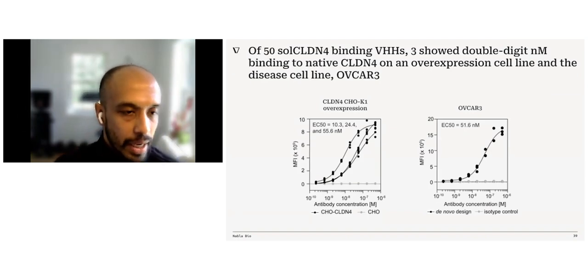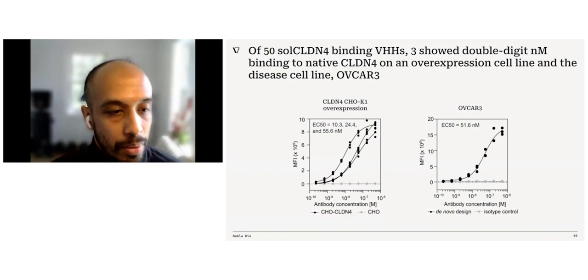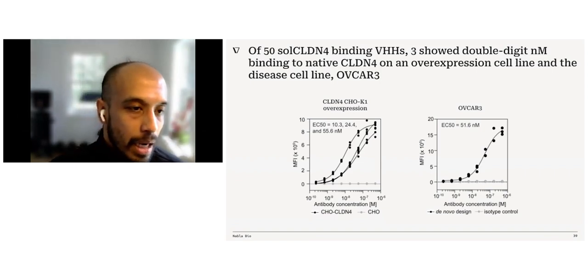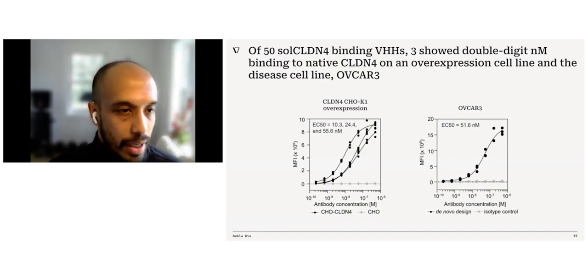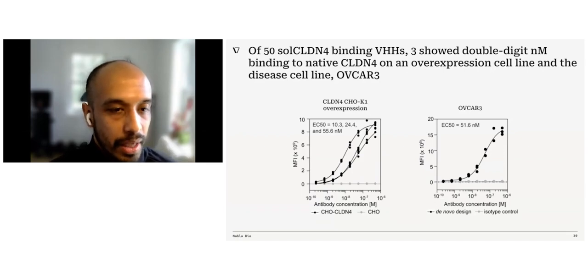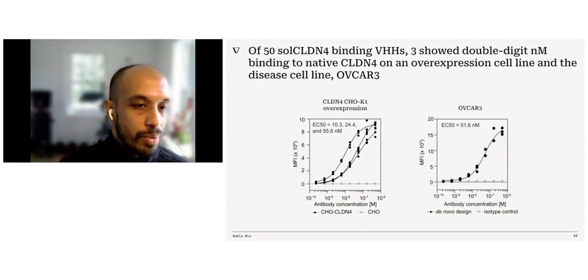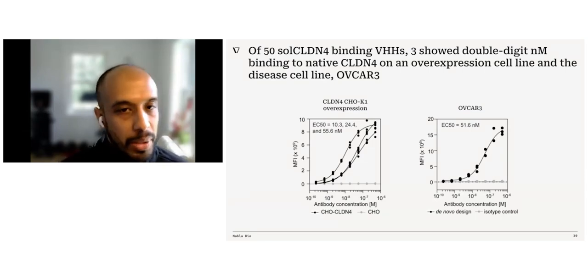So in the first plot on the left, I'm showing you binding to an overexpression cell line, as well as binding to a target negative parental cell line. So you can see 3 of our binders here. Again, completely de novo VHHs are binding native Claudin 4 with double-digit nanomolar binding affinities on the surface of cells with no binding to the background cell line. And then we also verified for our top design that it is binding a disease-relevant cell line that's known to express Claudin 4 endogenously. So in these OVCAR3 cells, we also saw a similar binding profile and an isotype control here was negative, suggesting these designs are actually binding Claudin 4.